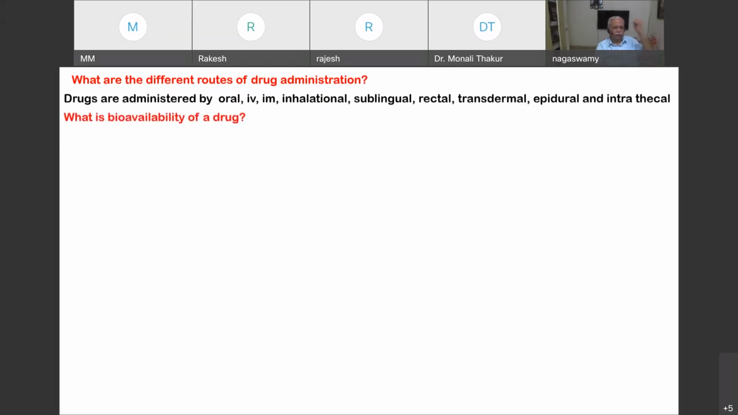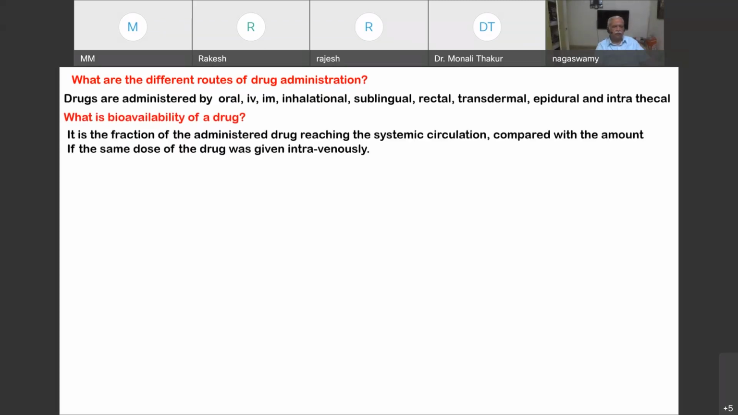What is the bioavailability of a drug? What is the definition of bioavailability of a drug? It is the fraction of administered drug reaching the systemic circulation. By whatever route, if you give it IV straight away, it is 100% bioavailable. Everything is available for the body. Whereas by other routes, whatever fraction reaches the systemic circulation has to ultimately come to the blood to go to the desired organ, isn't it? So any drug given directly intravenously has 100% bioavailability. The other routes take their own time to reach the circulation and then produce the effect.